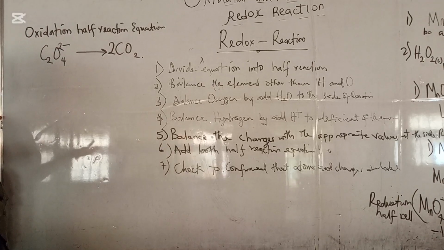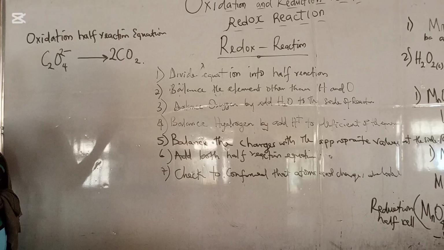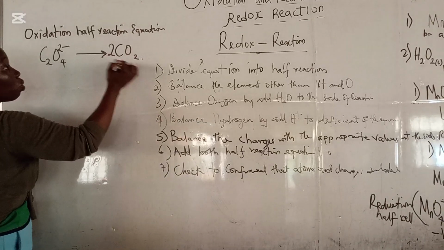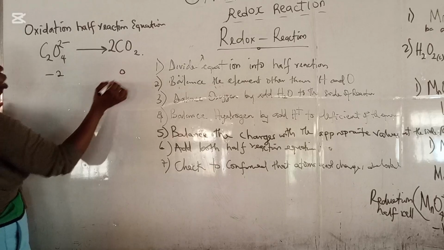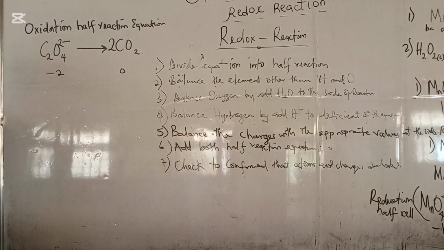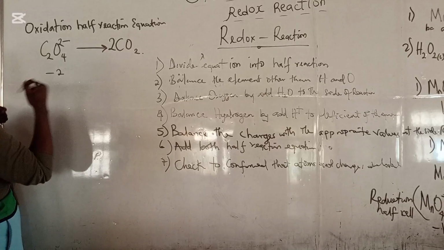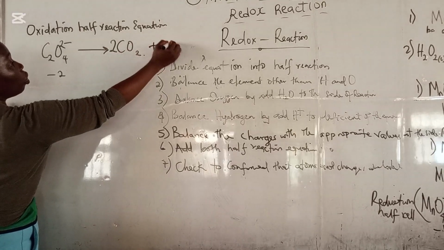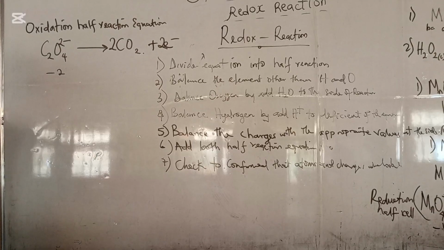And like I always tell you, the charge of a neutral molecule is always equal to what? 0. So this is equal to 0. So this reactant is -2, here is 0. We need to balance it. And how do you balance it? By adding electrons to the product. And how many electrons? 2 electrons to the product.